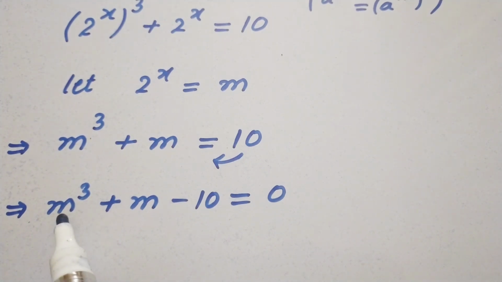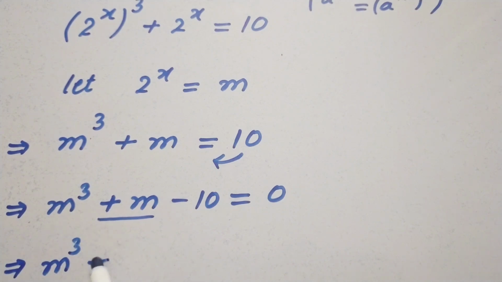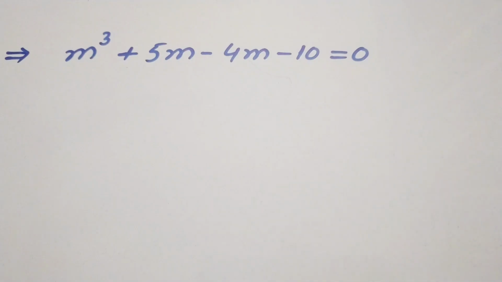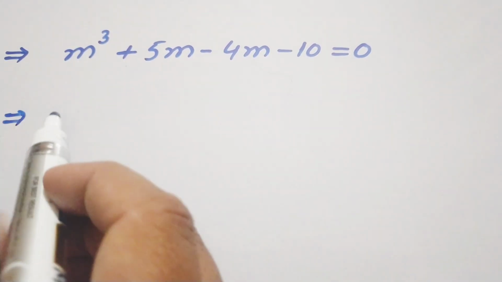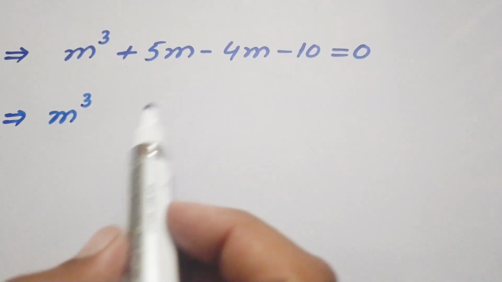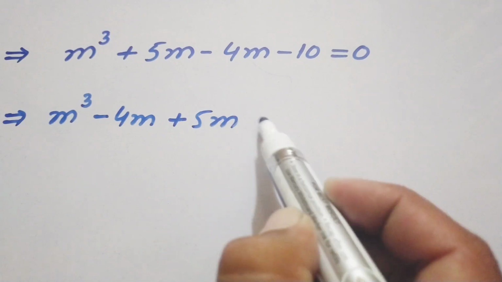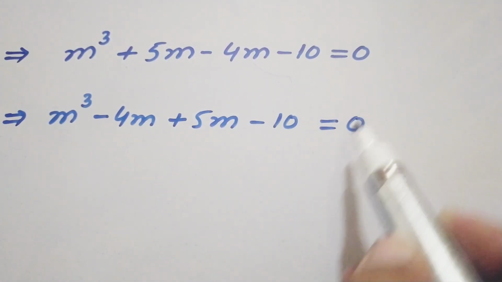Now here m cube plus m, this m means plus 1m. We can write this as plus 5m minus 4m. 5m minus 4m gives us m, and minus 10 is equal to 0. We can also write this as m cube minus 4m plus 5m minus 10 is equal to 0.